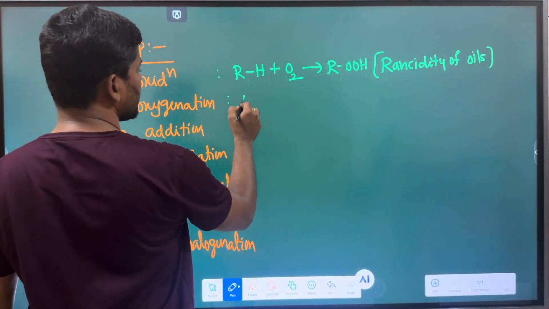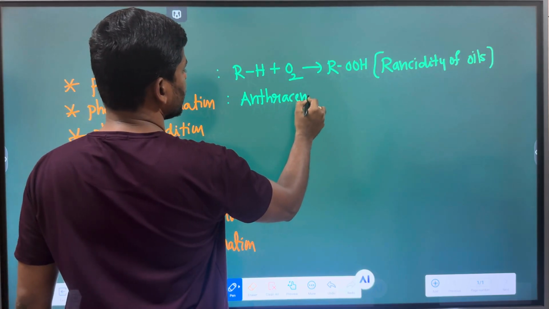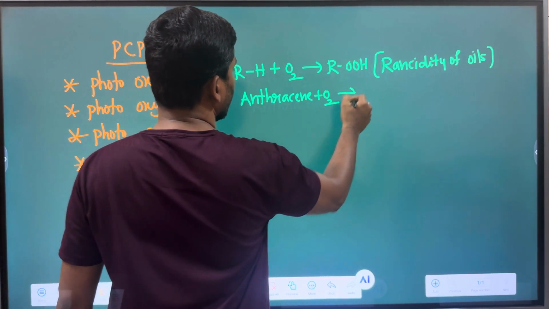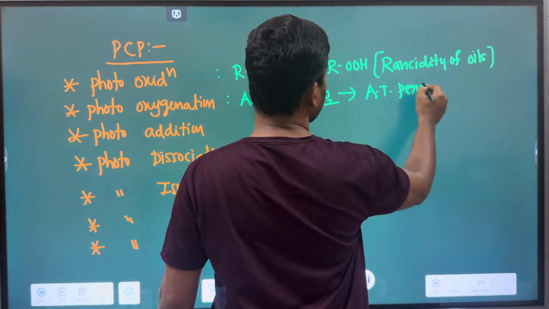Photo oxygenation, for example, anthracene. Anthracene plus oxygen gives what? Anthracene peroxide, we will get anthracene peroxide.